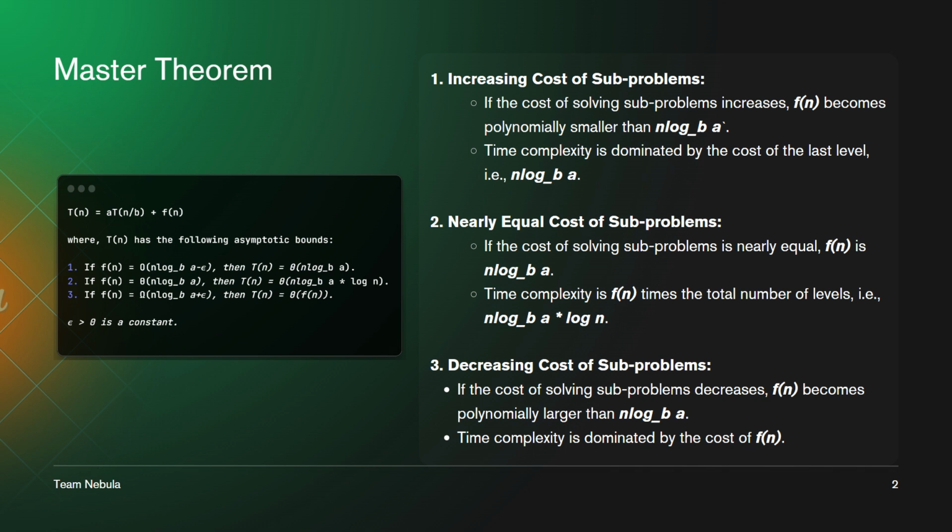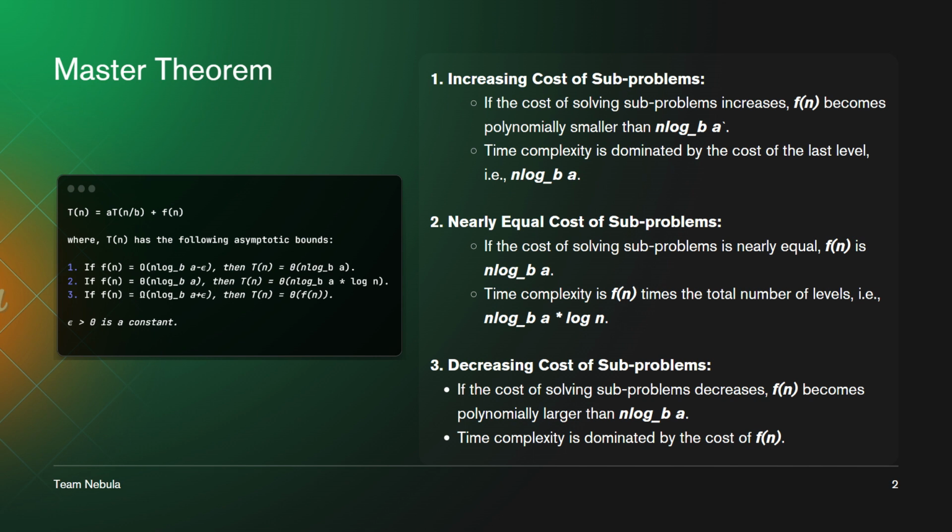If the cost of solving the subproblem at each level is nearly equal, then the value of function f of n will be n raised to the power logarithm base b of a. Thus, the time complexity will be function f of n times the total number of levels.